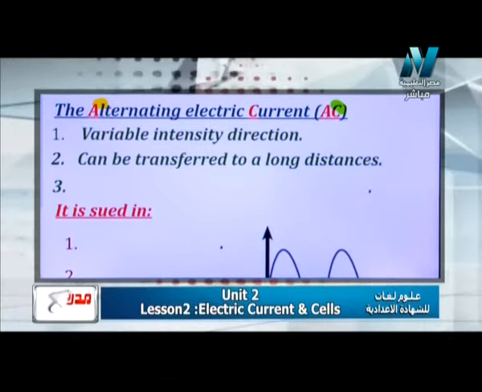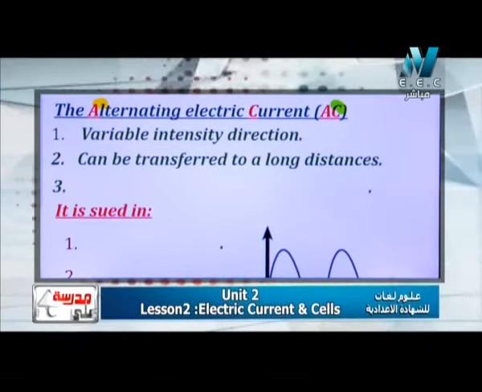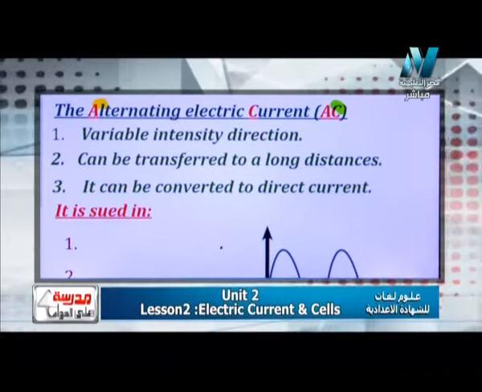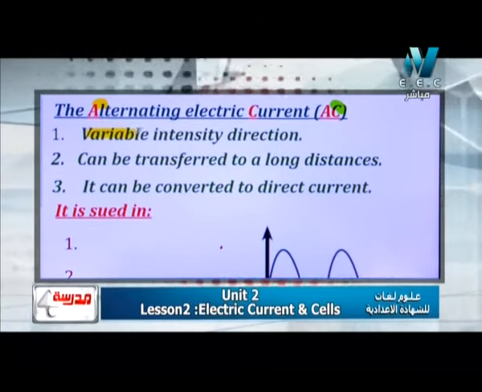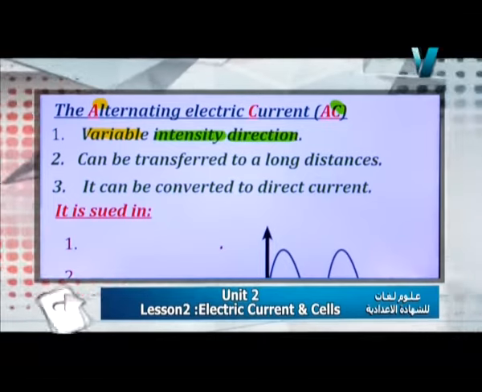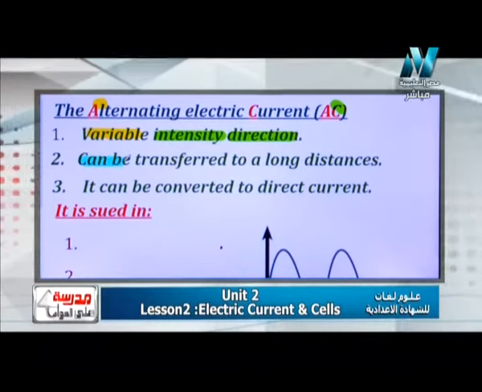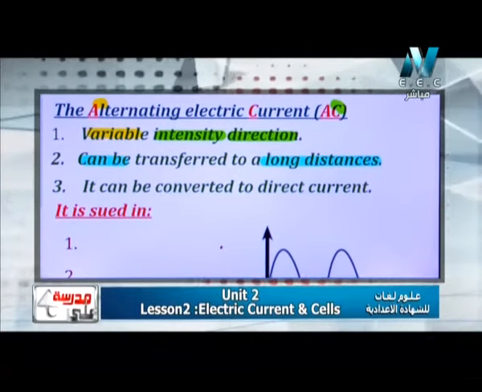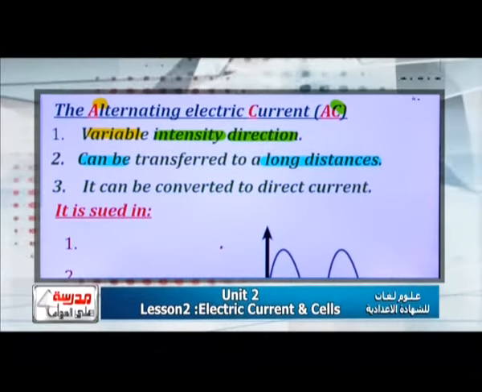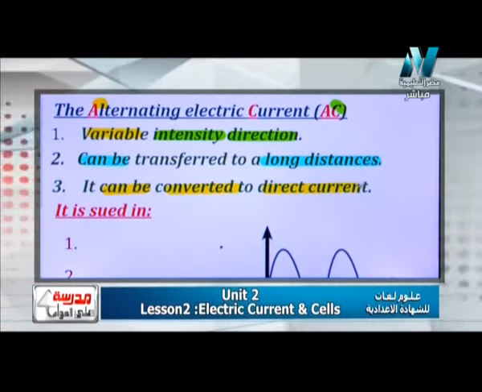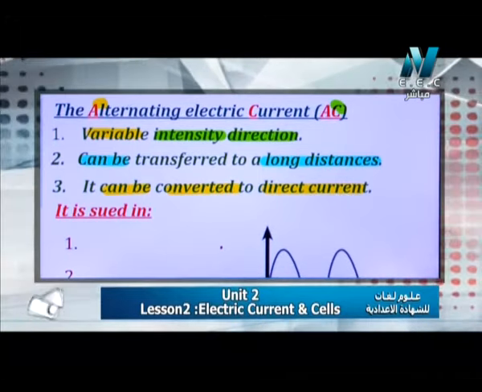Number three, can be converted to direct current. So we have alternating current: variable intensity and direction. Number two, can be transferred to long distances. Number three, can be converted to direct current, can be changed into direct current.